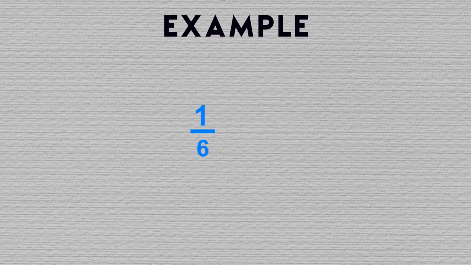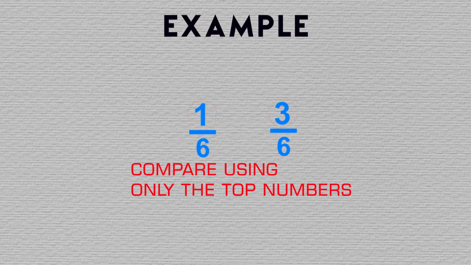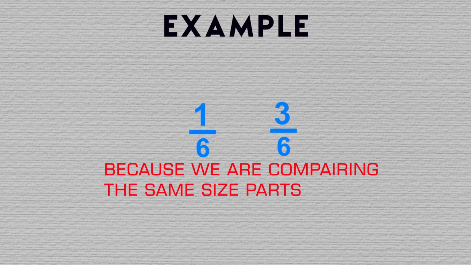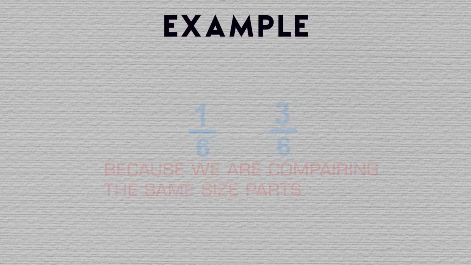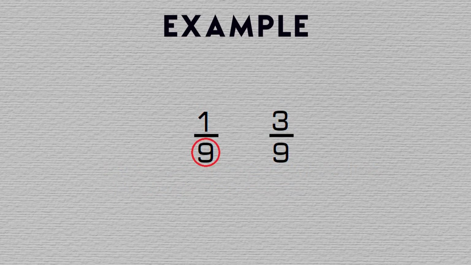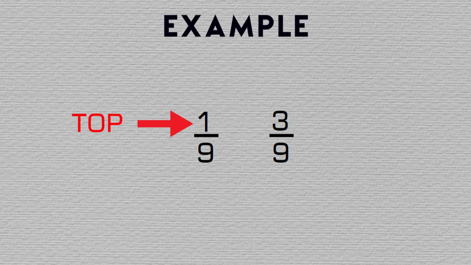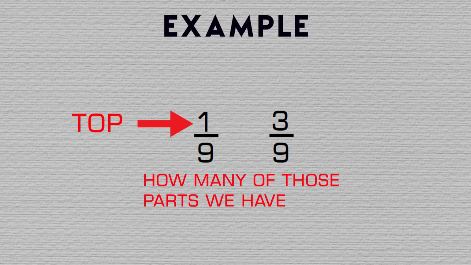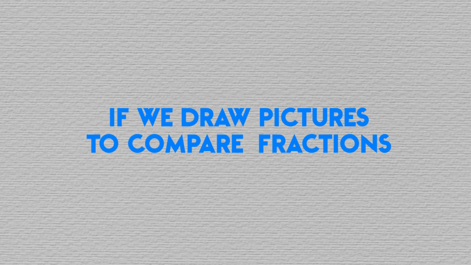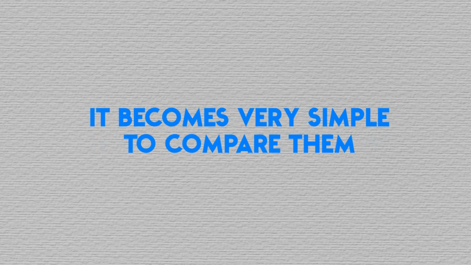When we are comparing two fractions having the same bottom number, then we can just compare the top numbers, because we are comparing the same size parts. We are comparing 9s to 9s, 6s to 6s and 10s to 10s and so on. And the top number tells us how many of those parts we have. If we draw pictures to compare fractions, it becomes really simple.